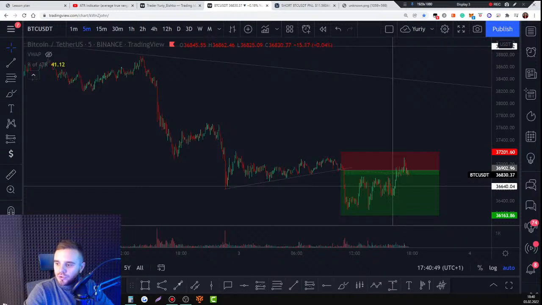So if you got 1K on 30x leverage, you lost 250, being 25% of a balance.